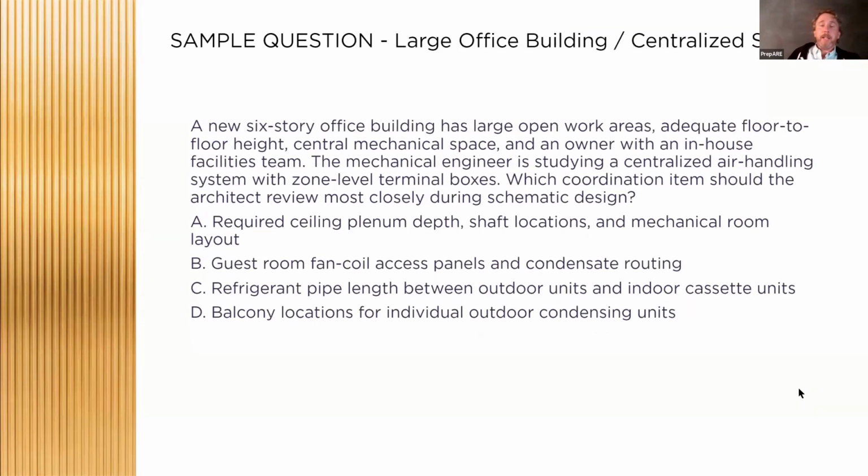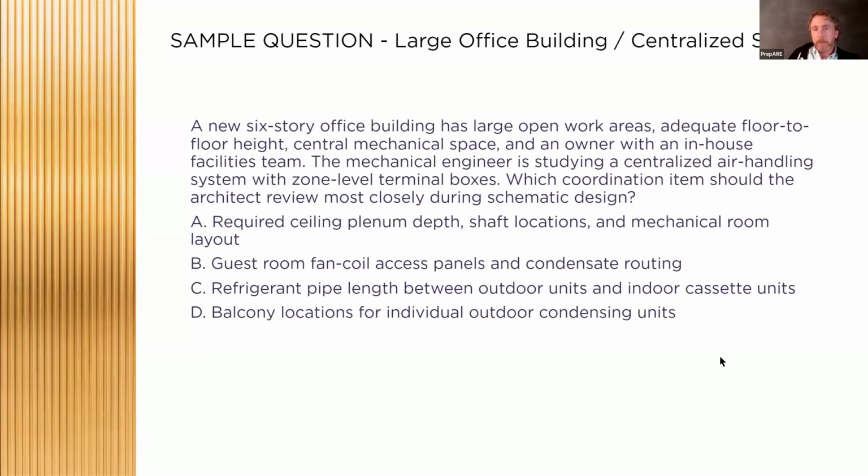Another example could be a large office building and considerations of a centralized system. A six-story office building has large open work areas, adequate floor-to-floor height, central mechanical space, and an owner with an in-house facilities team. A mechanical engineer is studying a centralized air handling system with zone-level terminal boxes. Which coordination item should the architect review most closely during schematic design?